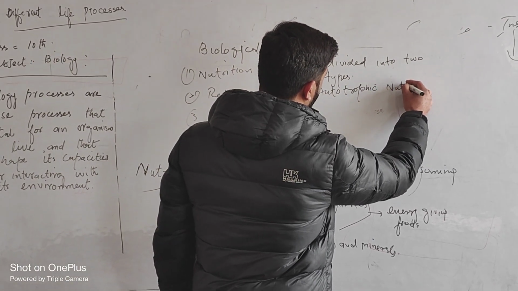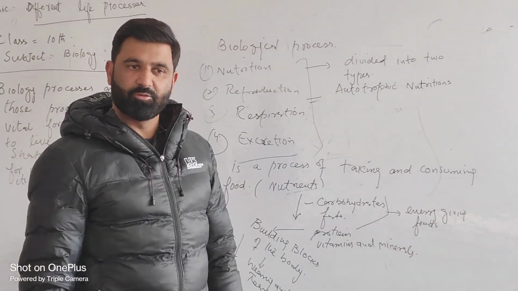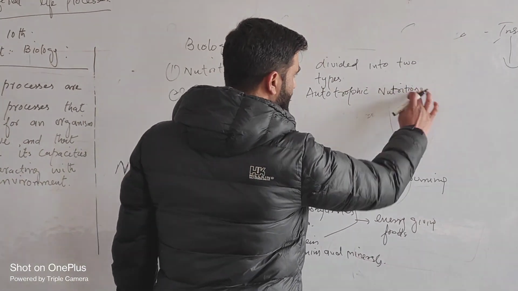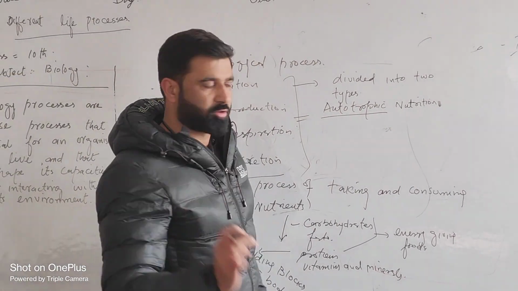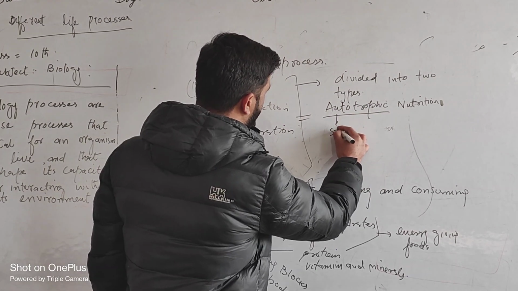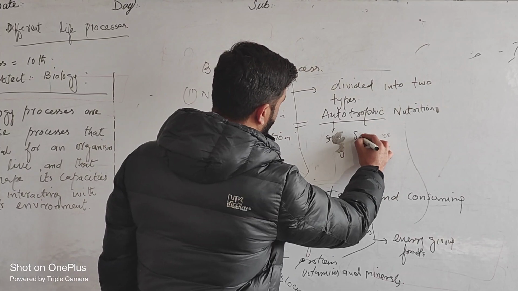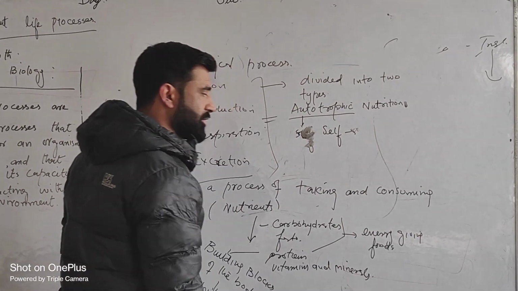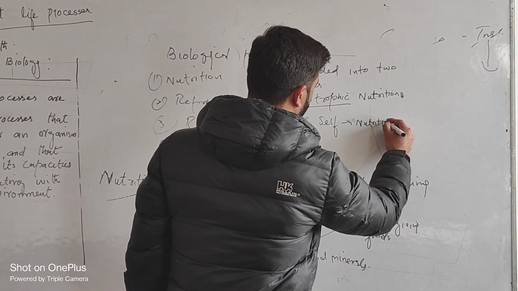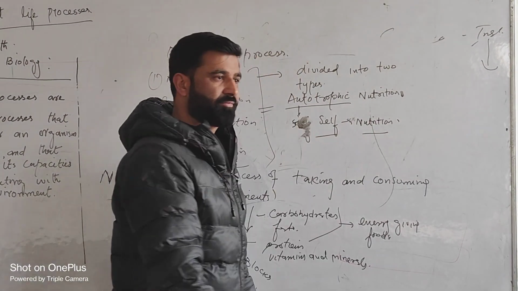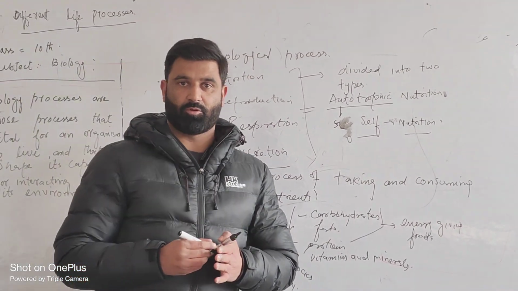Autotrophic nutrition. Now, what is autotrophic nutrition? If we look at this word, autotrophic nutrition, auto means self, and trophic means food or nutrition. This is self-nutrition. What does it mean? It means the organisms prepare their own food.